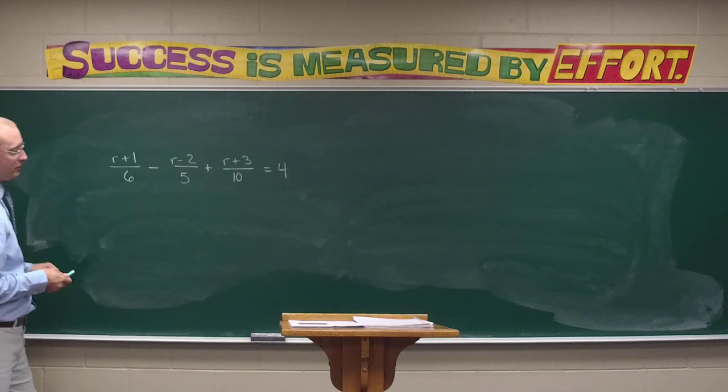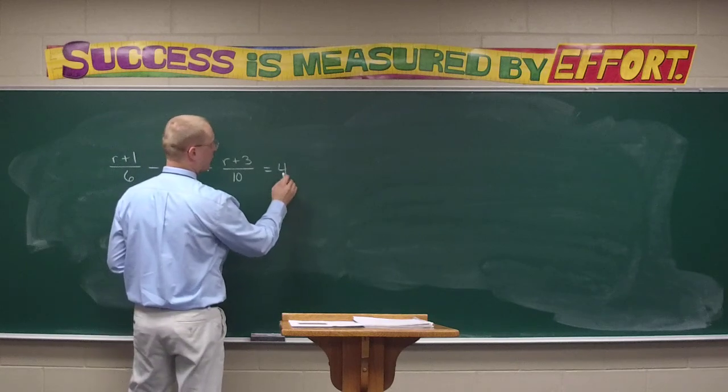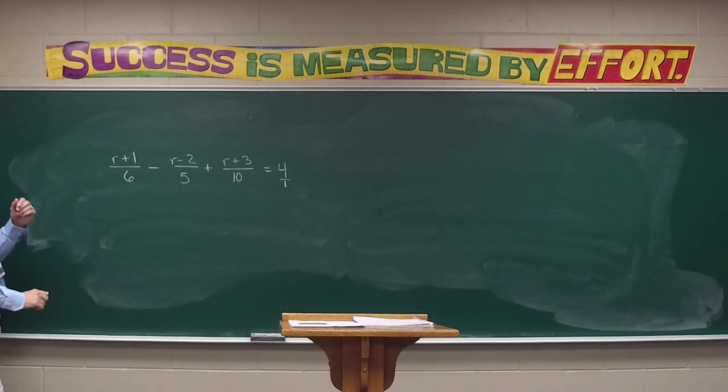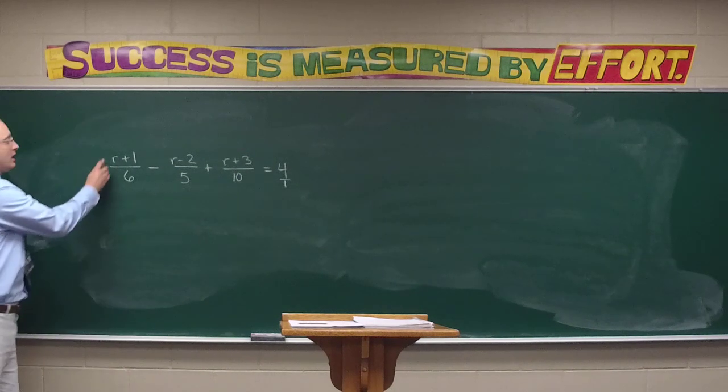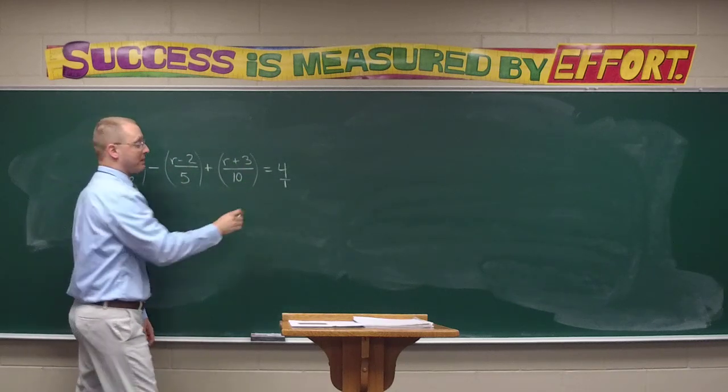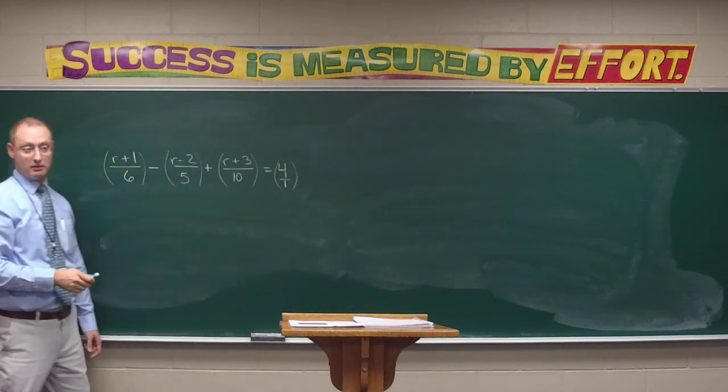First thing I would do, I'm going to put this 4 over 1. That way it doesn't throw me off. I'm only looking at 3 numbers now. 6, 5, 10. What's my LCD? 30. How many multiplied everything by 30? Anyone multiply by something other than 30? No, I almost did though.